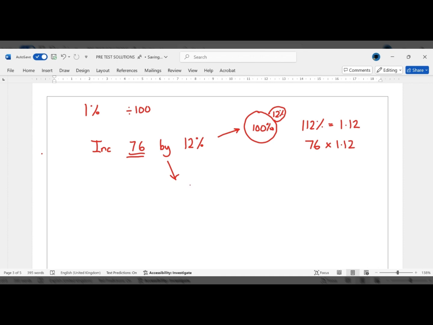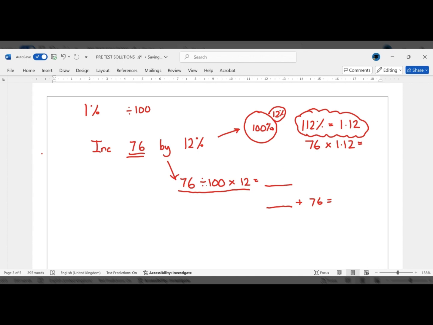Okay. However, if you'd prefer, you could go 76, divide by 100, which finds 1%, and times by 12. You could work out that way what 12% is, and then just add that answer onto 76, and you'll get the same answer. So either way, chaps, you can use what we call these decimal multipliers, 1.12, or you can go, no, I'll just find 12% and I'll add it on.